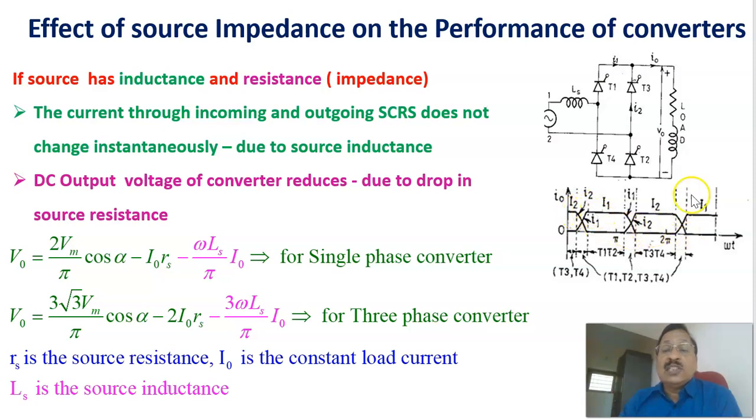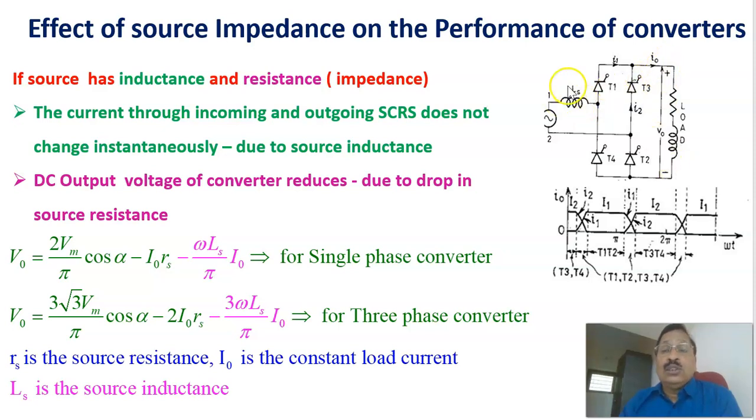Therefore, there will be a reduction in output voltage when you consider a source inductance. And if you consider a source resistance, a resistance in series with the source here, the effect is that the source current has the same magnitude as the load current, since we are assuming that load current is constant. Because of this source current, there will be a drop of I0 into RS in a single phase converter.